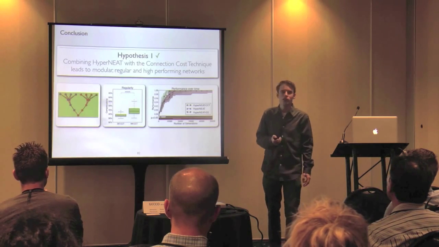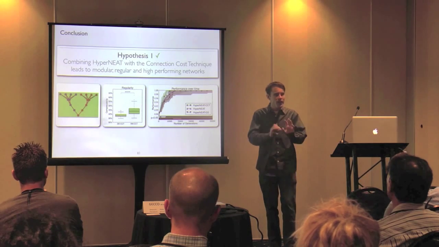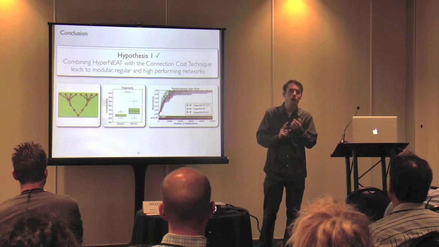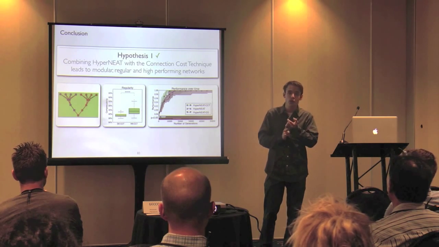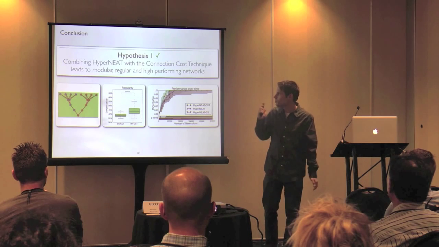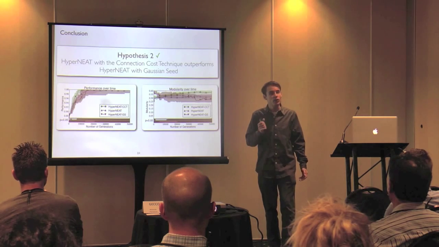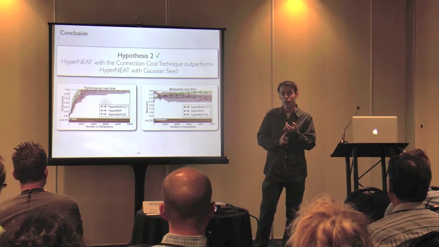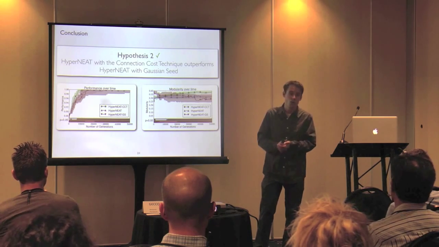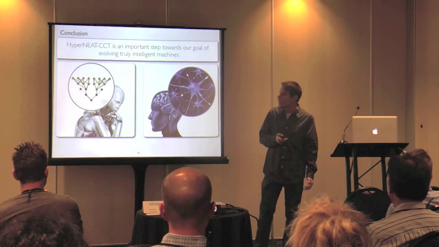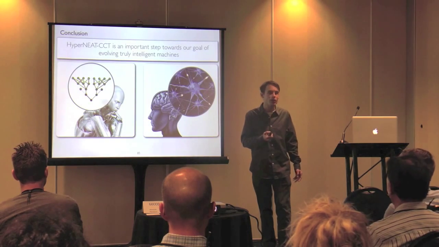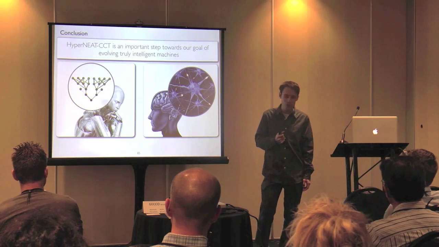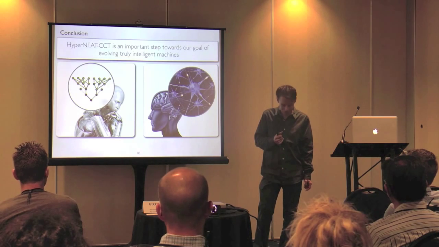So, in conclusion, we have shown that combining HyperNEAT with the connection cost technique does indeed lead to modular, regular, and high-performing networks, at least on our problems. Second, we have shown that HyperNEAT with the connection cost technique can outperform HyperNEAT with the Gaussian seed, again on the problem we tested. And lastly, we think that HyperNEAT with the connection cost is an important step towards our goal of evolving truly intelligent machines.